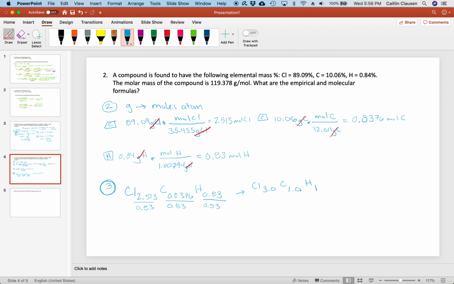But here, we're good. We're within 0.1 of the whole number. They're already whole numbers. So my actual empirical formula would look something like this. You don't have to write the ones subscripts. You can if you want to, but it would be 3 chlorines for every 1 carbon for every 1 hydrogen. So this is the empirical.